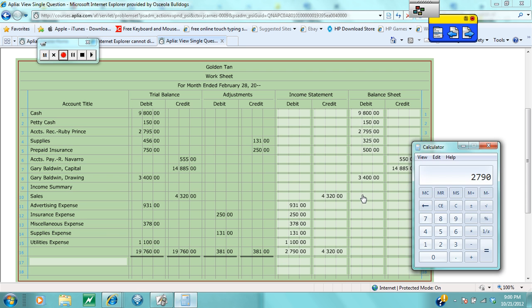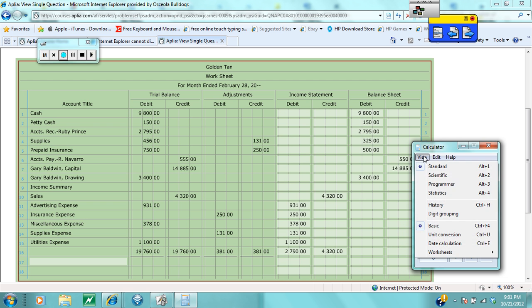So 2,790. Look, they're not equal, are they? That's how we come up with our net income or net loss. Now we have to take these. Let's clear it out. 9800, 150. 2795, 325, 500. Oops, I forgot one. 3400.